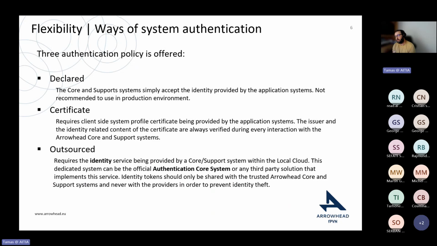And the official authentication core system will perform the authentication process based on system name and the password. But of course, if you need something more, then you can implement this service so that the input contains, I don't know, a shared secret, or you can hide your OAuth or Keycloak solution under this service. All right.